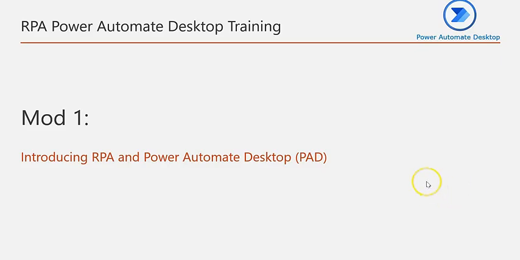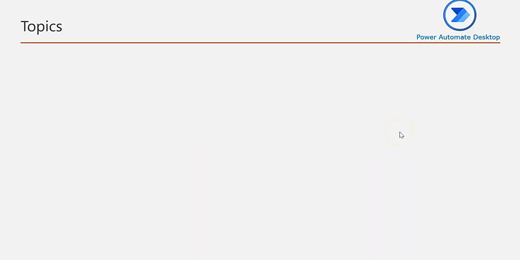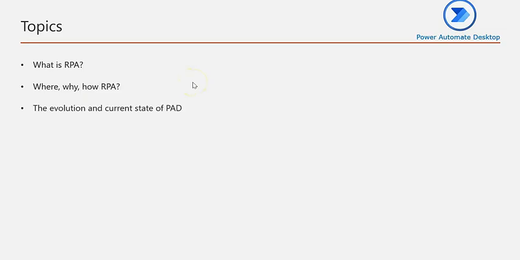Among the 11 modules that I mentioned in the orientation session, we are beginning with the first module, introducing RPA and Power Automate Desktop. I'll be calling it PAD throughout the session. The topics we are going to go through are firstly, what is RPA? It's generally useful for non-RPA background folks, but could be helpful for you too. Where RPA is used, why it is used, and how RPA is used.